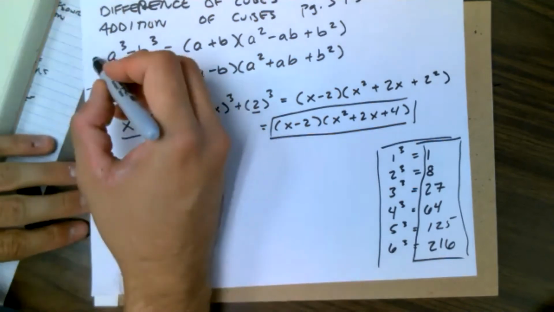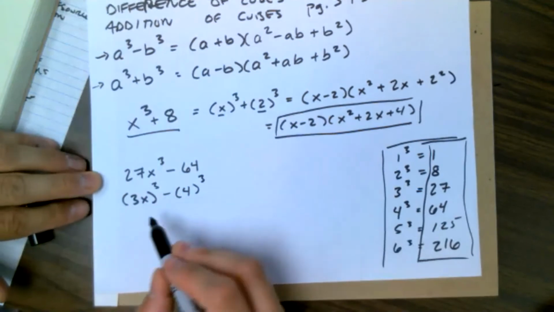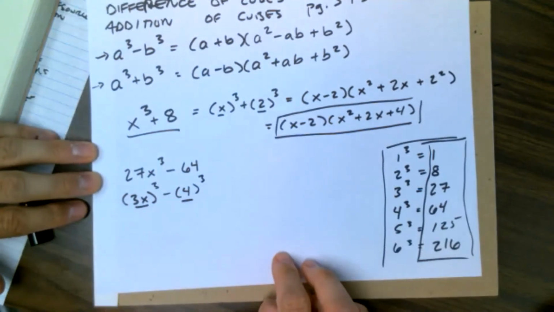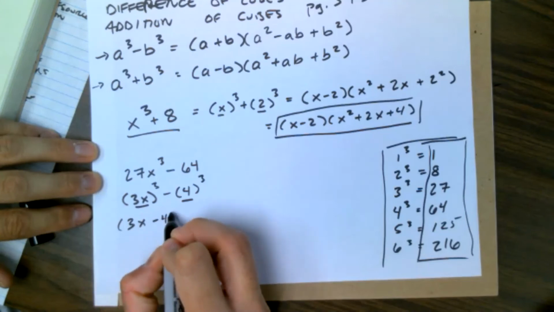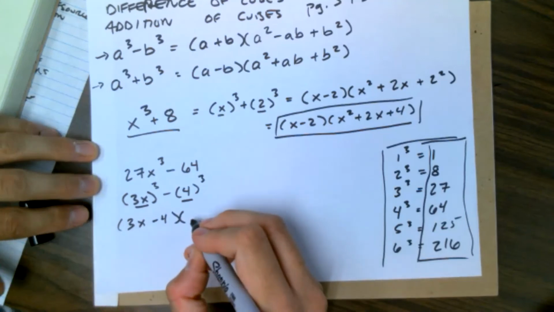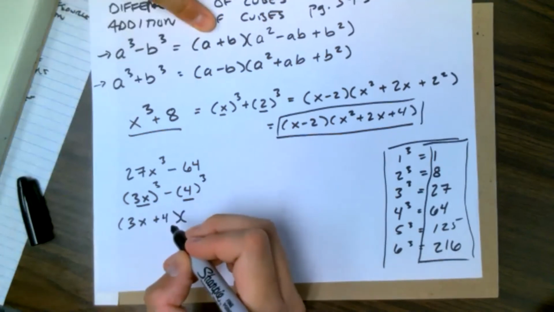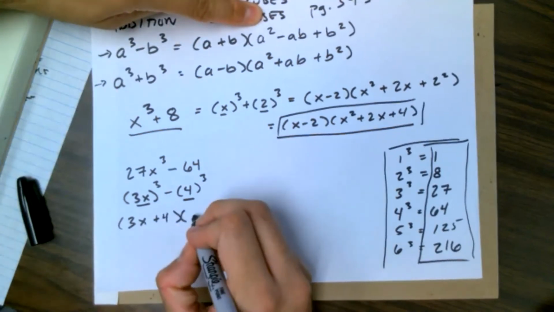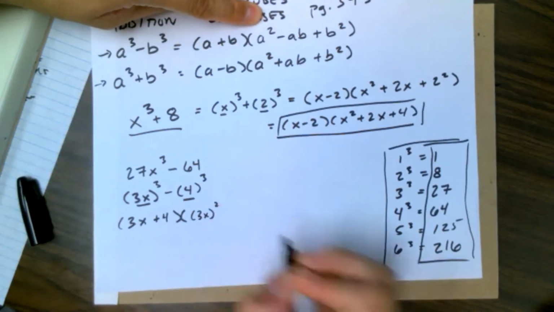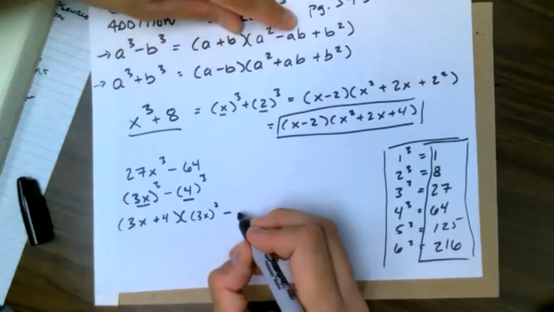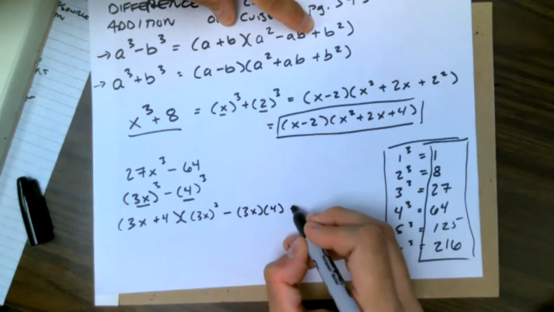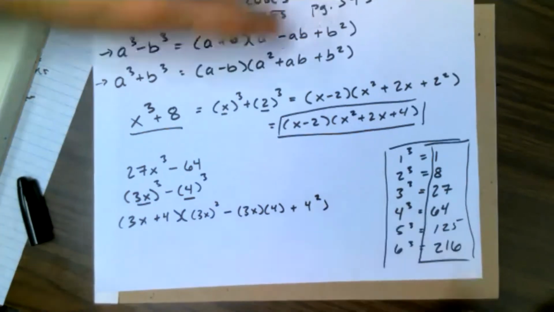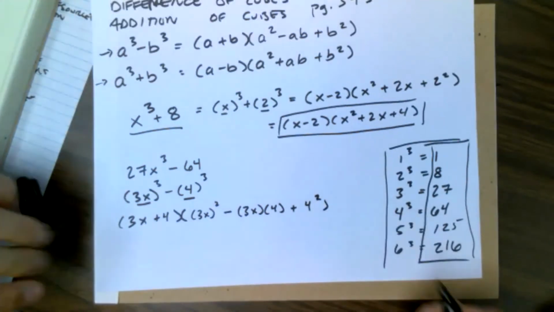And because of this, I can use the first rule. We've got difference of cubes going on. Here's our A, and here's our B. So we've got 3x minus 4, and then, oh wait, no, I'm sorry, plus 4, right? That's plus 4. And then we square the A, minus the A times the B, plus the B squared, okay? That's a lot going on.